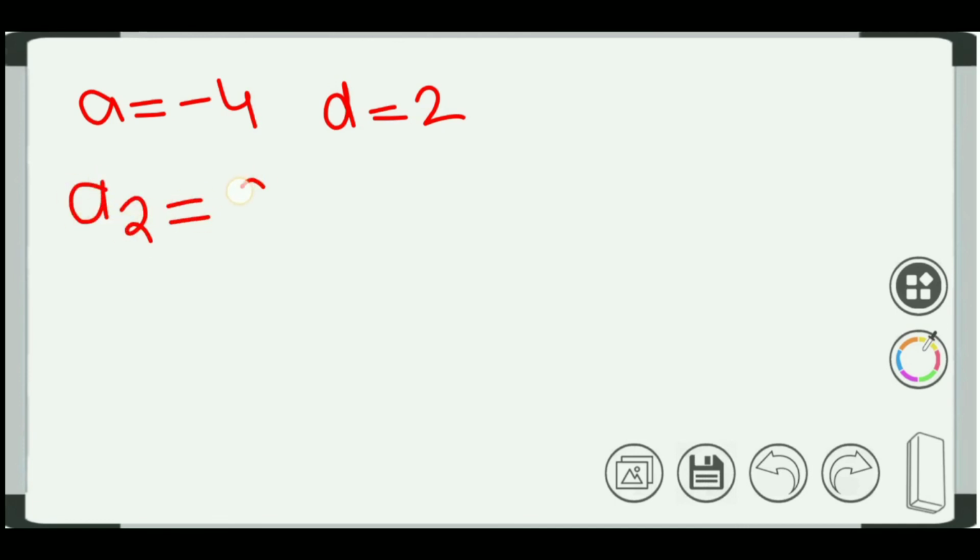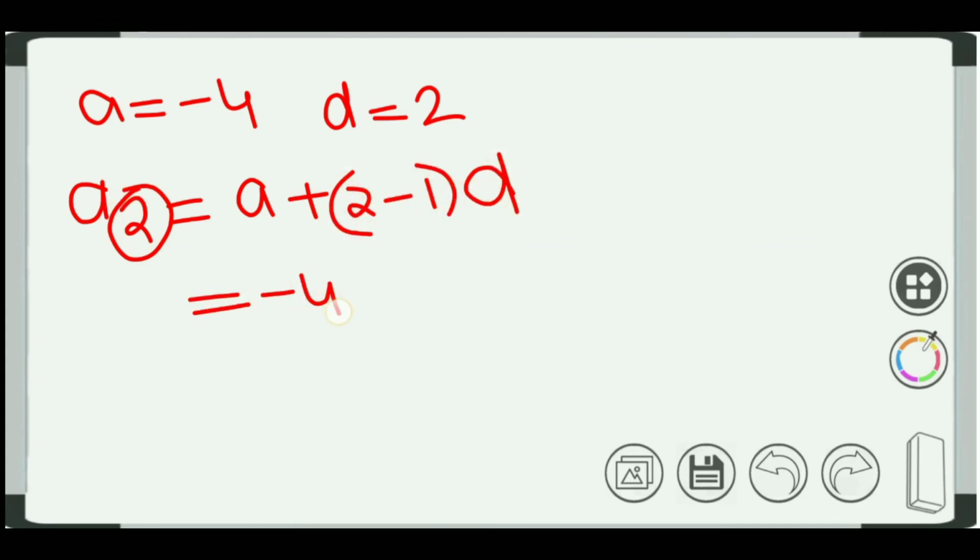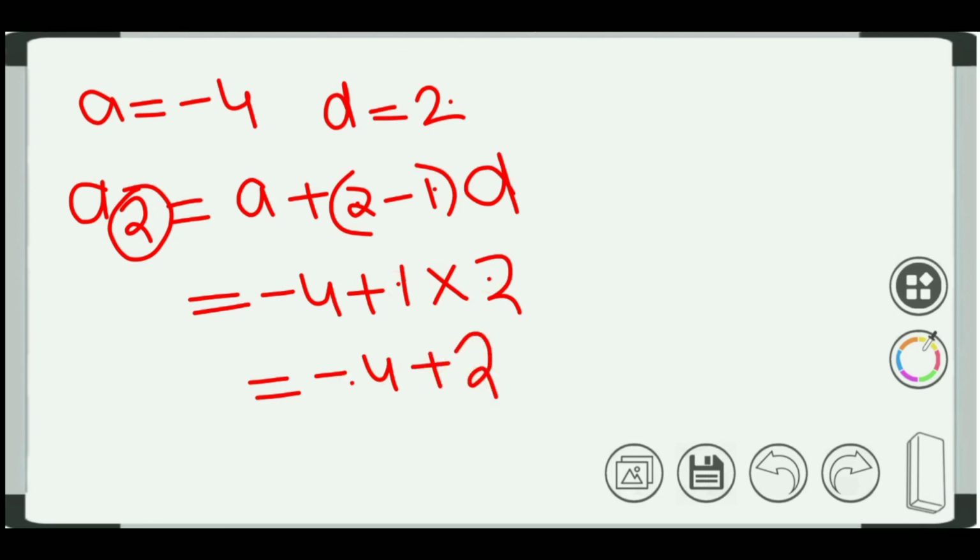A is equal to minus 4. D is equal to 2. Now you can find the second term. A2 is equal to a plus n minus 1 into d, where n is 2. Minus 4 plus 2 minus 1, 1 into d is 2. Minus 4 plus 1 into 2, 2. Minus 4 plus 2, minus 2. So the second term is minus 2.